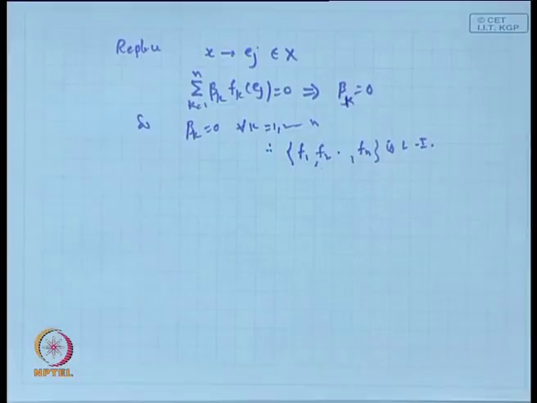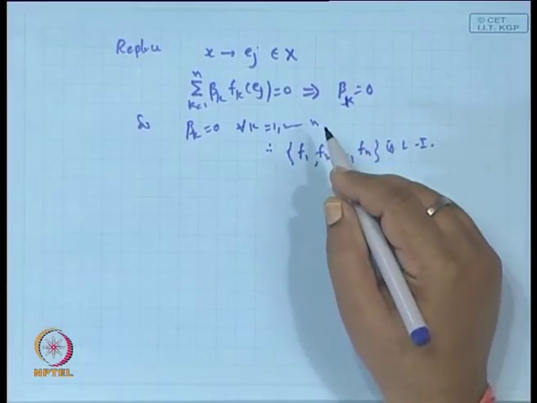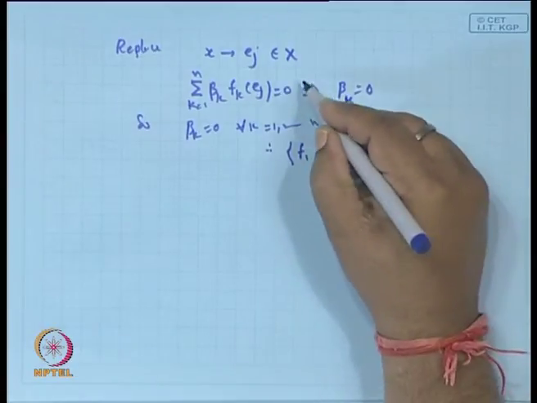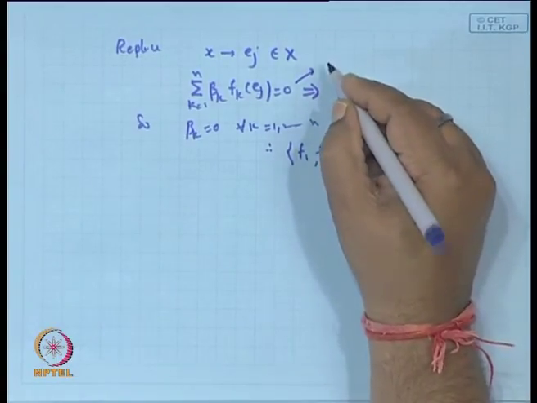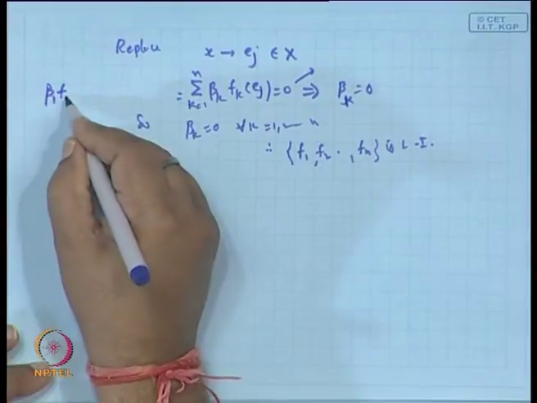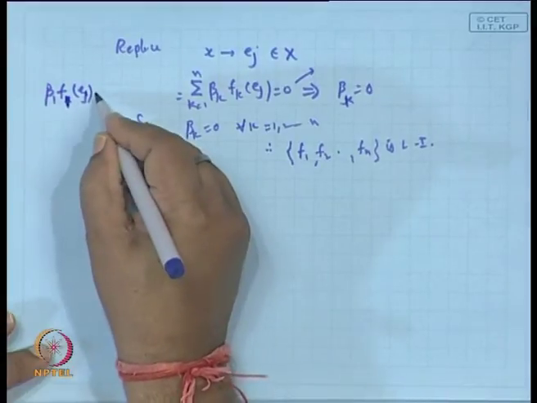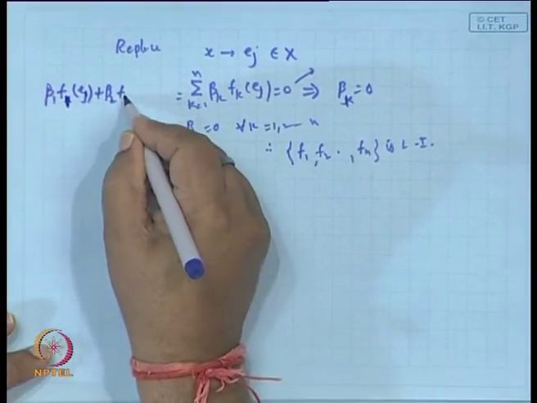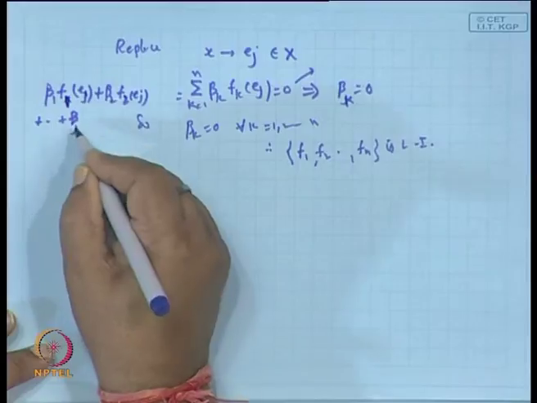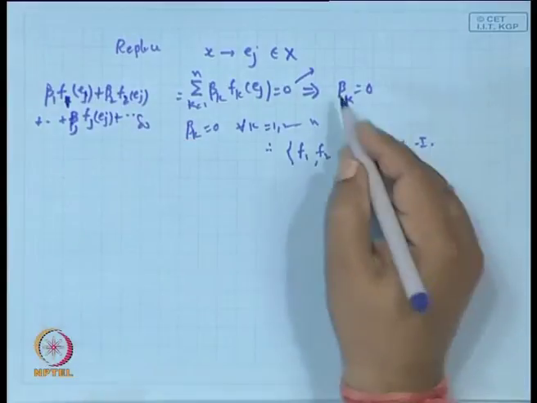Beta k will be 0 provided k is not equal to j? If k equals j, then it will not be equal to 0. No. Suppose I expand this, what do you get? Beta 1 f 1 Ej, then beta 2 f 2 Ej, like this, beta j f j Ej, and so on. So, it will be beta j.